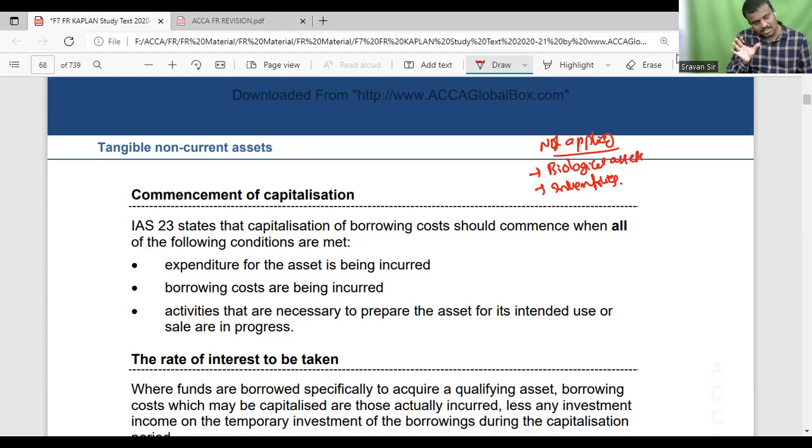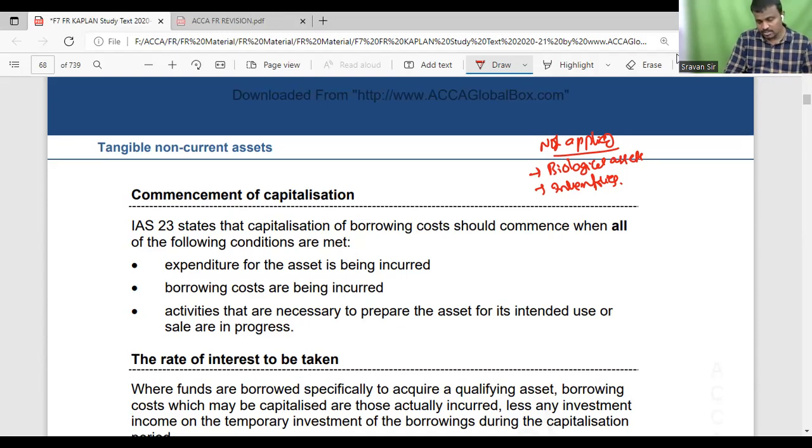For example, a party is a sofa trader and gets one order to manufacture a customized sofa. He manufactures that customized sofa and sells it to the customer. Manufacturing that sofa requires some period, but such sofas are not manufactured on a recurring or regular basis. He manufactured only for a specified customer, so it is covered as a qualifying asset. If he is a regular manufacturer of sofas, that is not covered here.